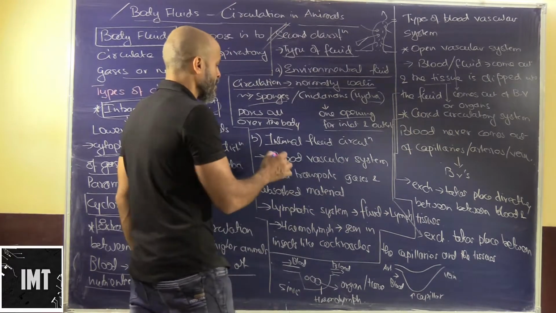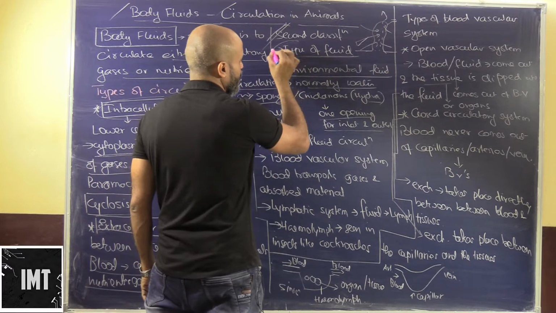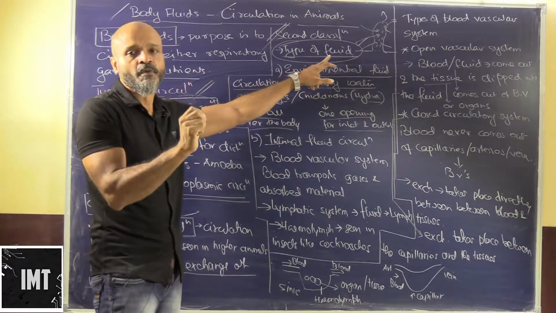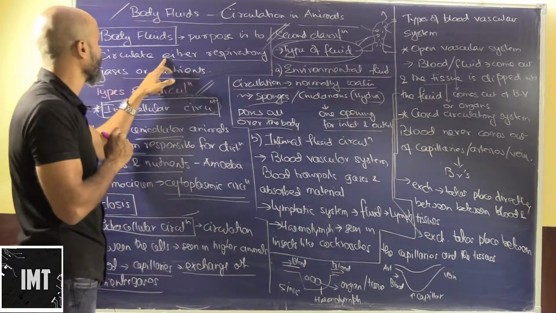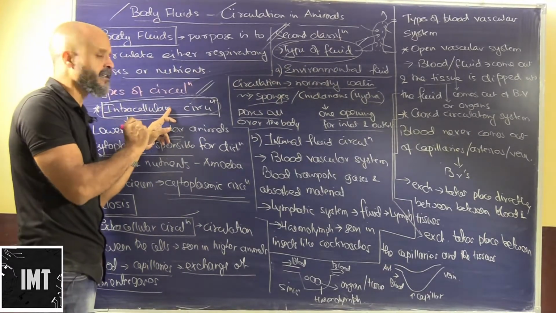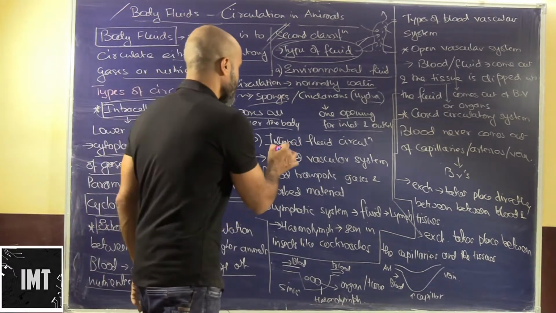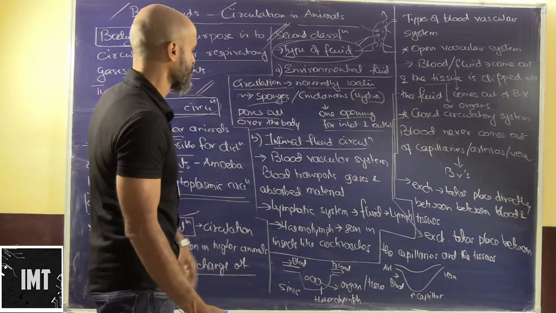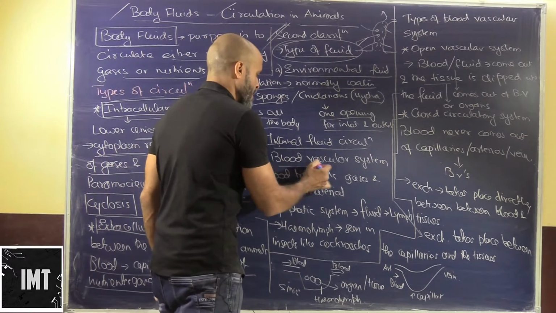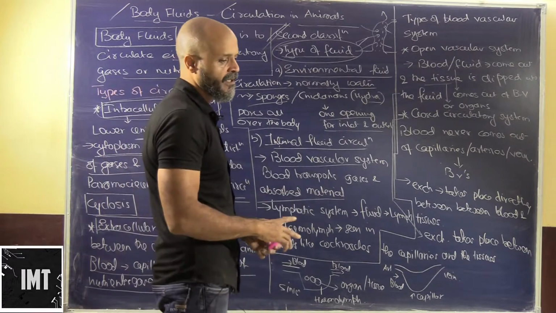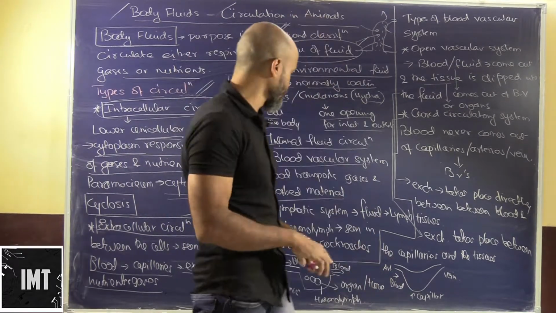Okay. Now there is one type of classification. Here we are talking about the classification in terms of the fluid which is involved in transport. Here we are talking about the classification in terms of the cellular level. Okay. So the next thing is internal fluid circulation. So the blood vascular system, blood transports gases and absorb materials. So what does the blood do? It transports gases and absorb materials.